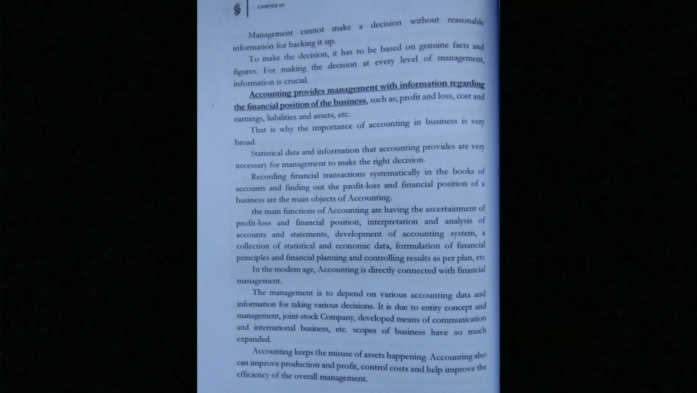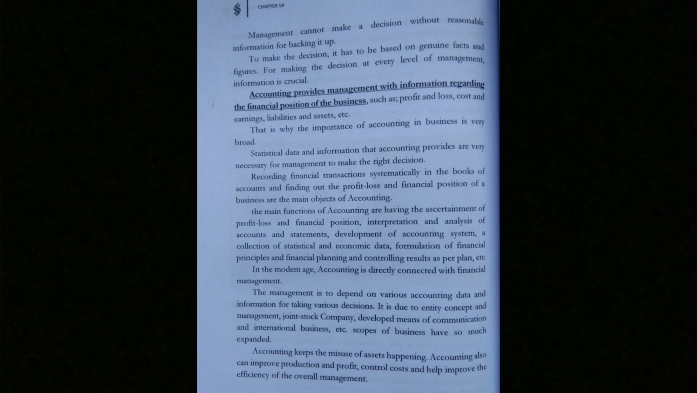The main functions of accounting are the measurement of profit, loss, and financial position, interpretation and analysis of accounts and statements, development of the accounting system, collection of statistical and economic data, formulation of financial proposals, and financial planning and controlling results as per plan.